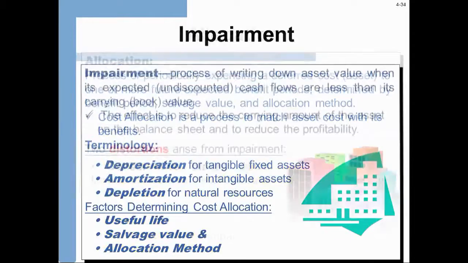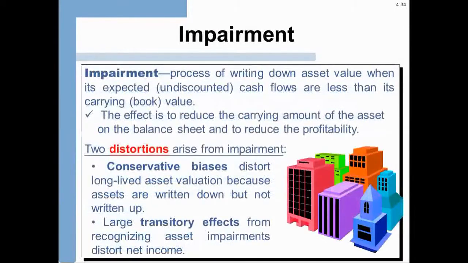Now before calculating it, we need to have a little bit of an idea about impairment. We have already discussed this idea in the class. Impairment is the process of writing down the value of an asset when its expected cash flows are less than its carrying book value. So this is impairment.